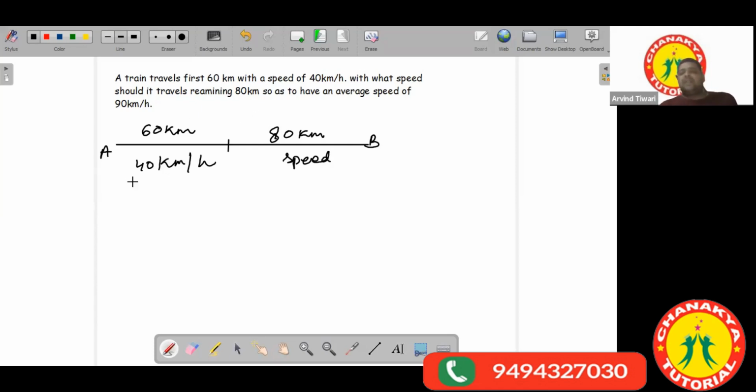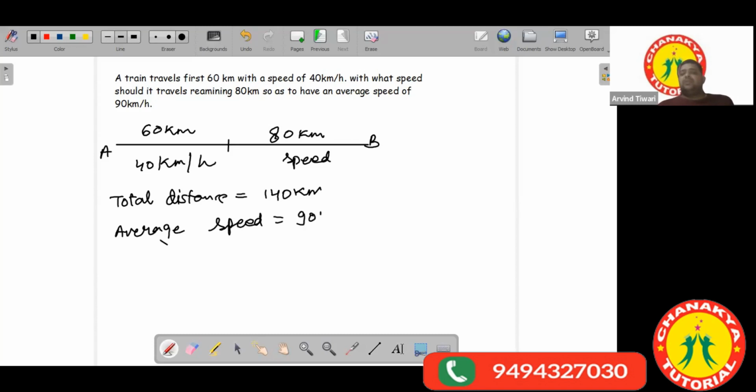Now, to have an average speed of 90 kilometer per hour, the train has to travel a total distance. The total distance that the train has to travel would be equal to 140 kilometer. That is 80 plus 60. That is the total distance that the train has to travel. Now, we are given the average speed. We are given average speed as 90 kilometer per hour.